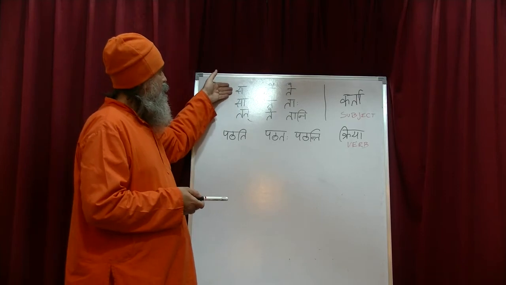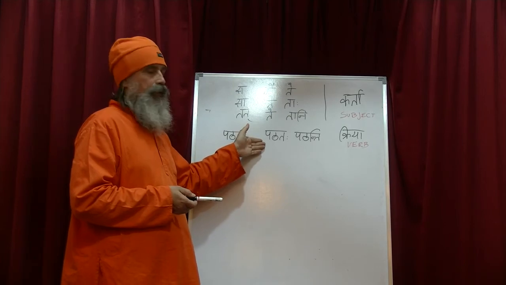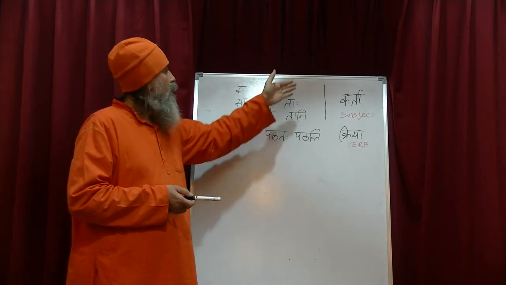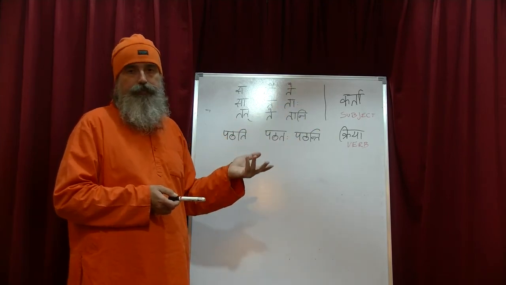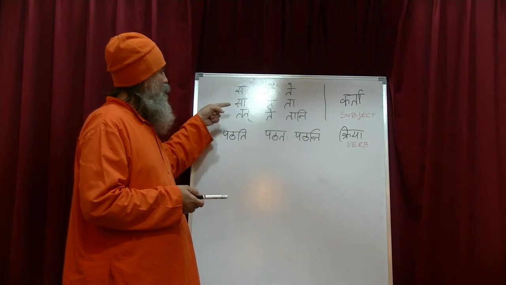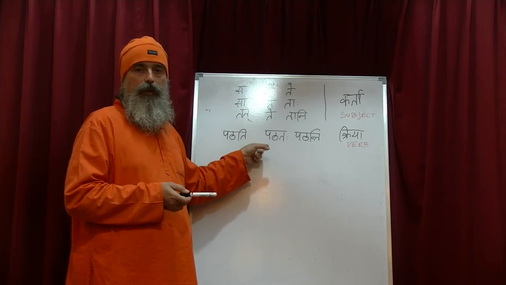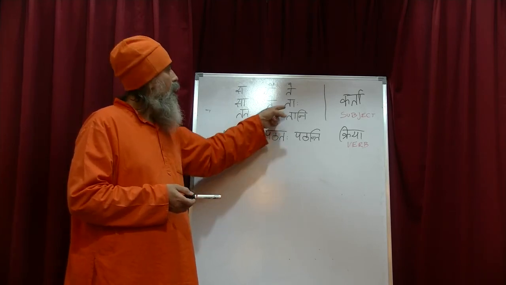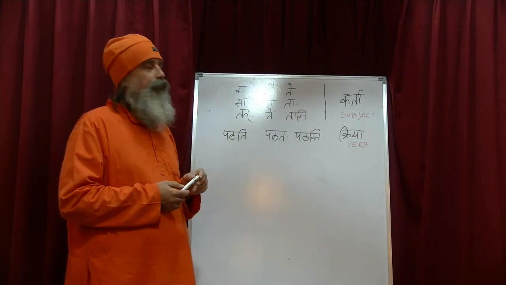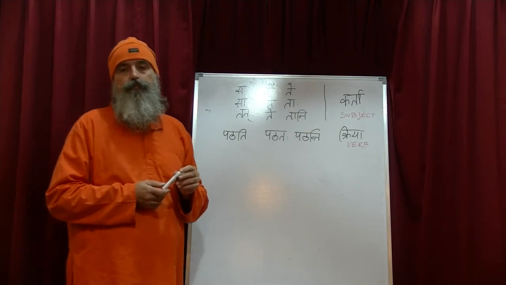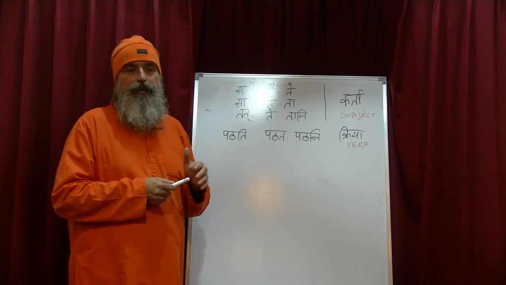So we have saha patati, he reads, tau patataha, both of them read, te patanti, all of them read, they read. Sa patati, she reads, te patataha, two of them are reading, and taha patanti, all they are reading. Now you can see already, of course the book will not read itself, the neutral is not coming, but it's the same thing.